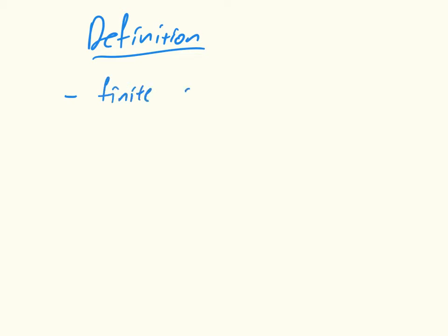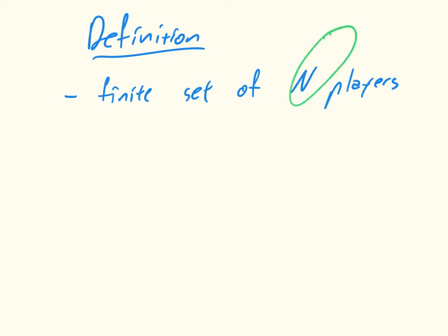So the actual definition of a normal form game needs three things. A finite set of n players, and in this course n is only going to be equal to 2. We're only going to consider 2-player games.